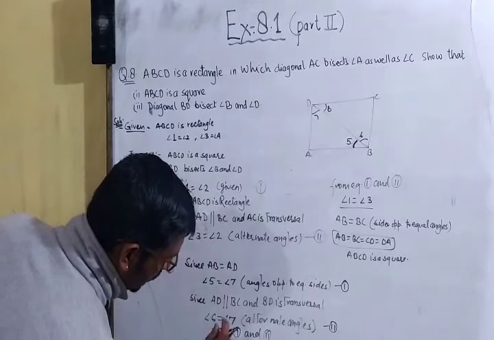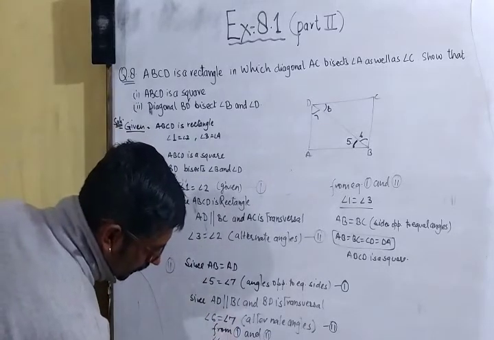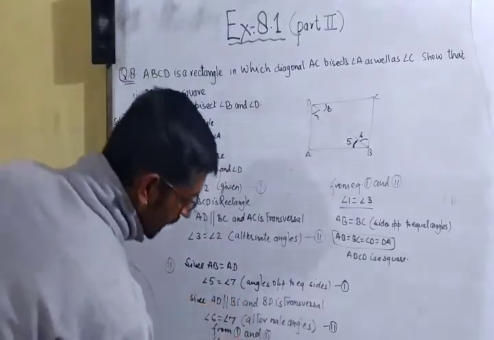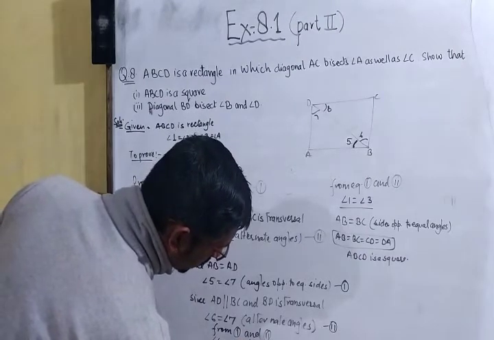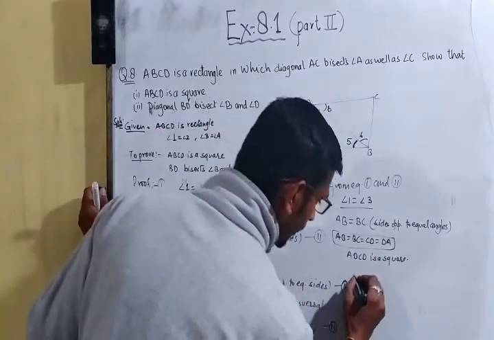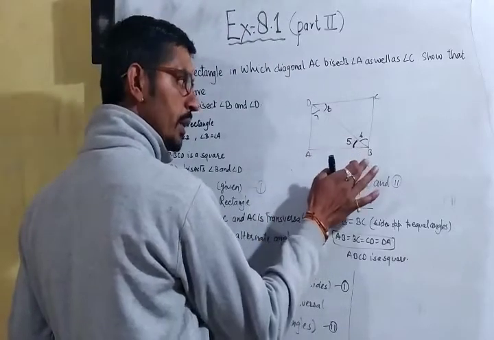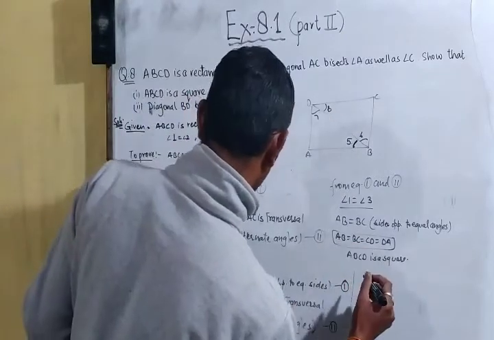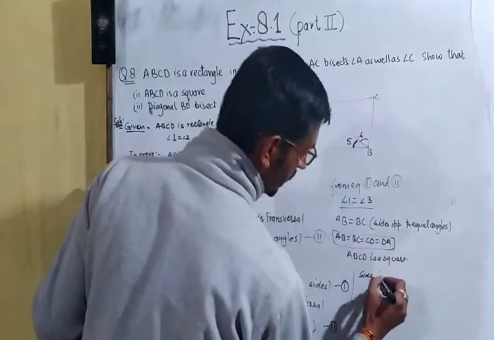What can we say? 7 is equal to 6, 7 is also equal to 5, so angle 6 is equal to angle 5. Okay, so BD bisects angle B, and here the second part: BD bisects angle B, now let's do D. Now here it is given, but you can write BC is equal to CD.